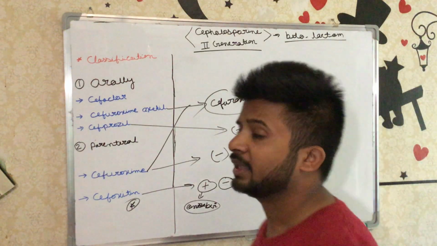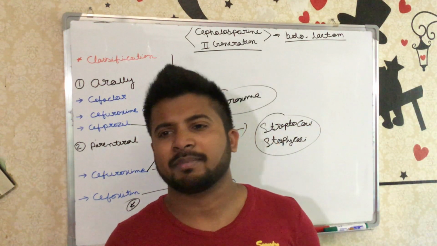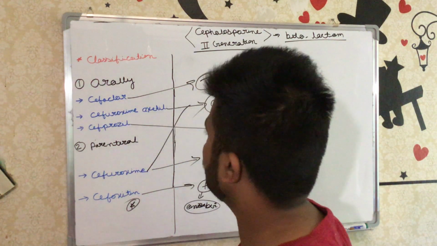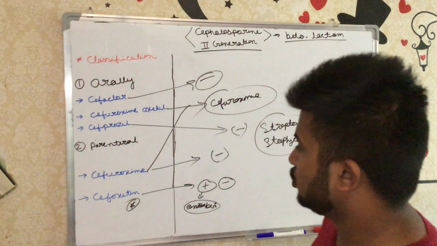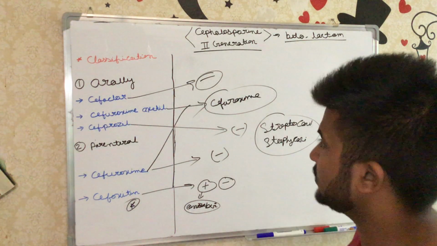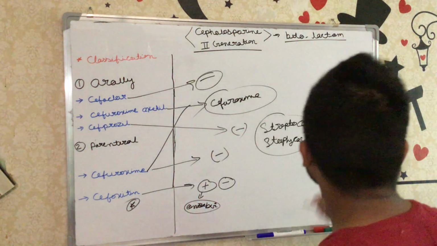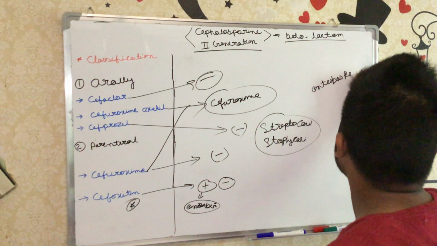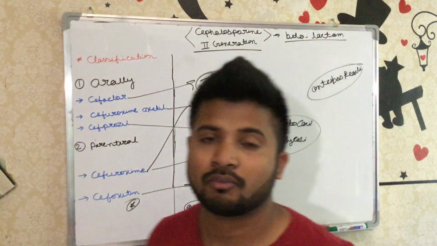About cefaclor, actually cefaclor is mainly active against gram-negative bacteria, and which types of gram-negative bacteria I already discussed. So I think this is all the information about second generation cephalosporin, and also about the antabuse reaction or disulfiram reaction. What is this?